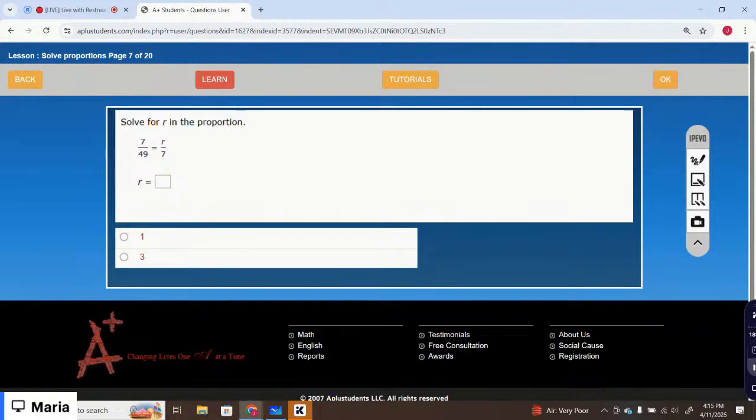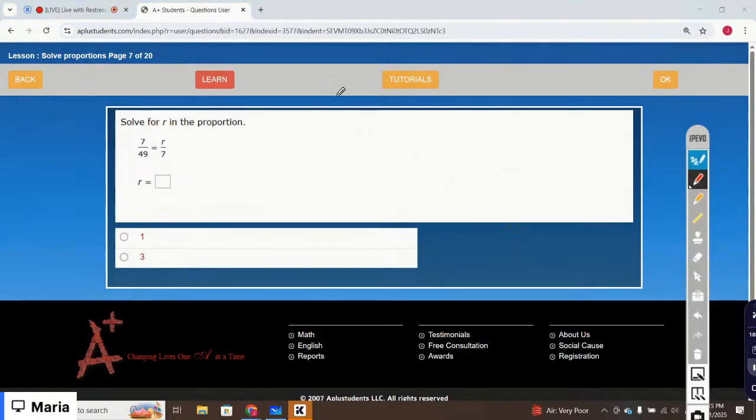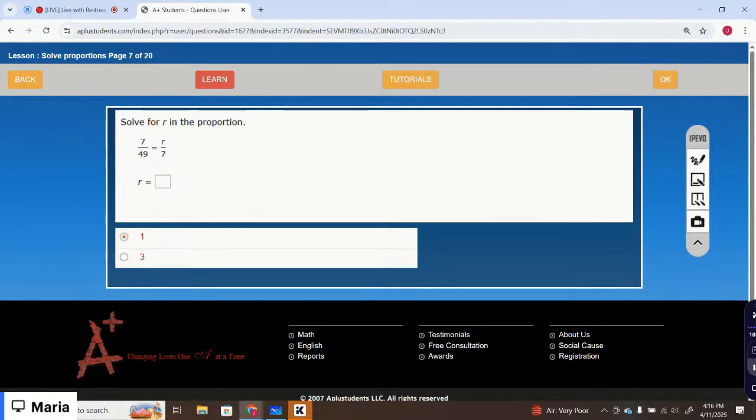Solve for R. That is R times 49 equals 7 times 7. That is R equals 1. Option number 1 is the correct option. Okay, you can complete the lesson by yourself for today. Let me just move to the next lesson.